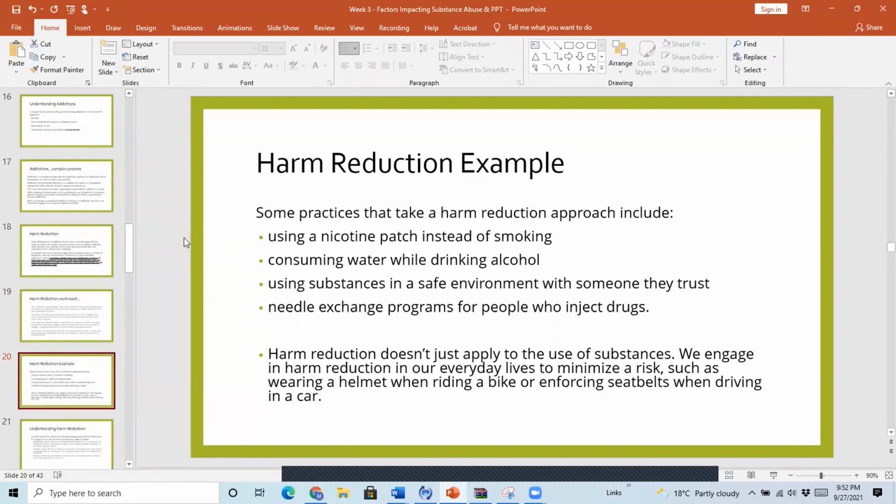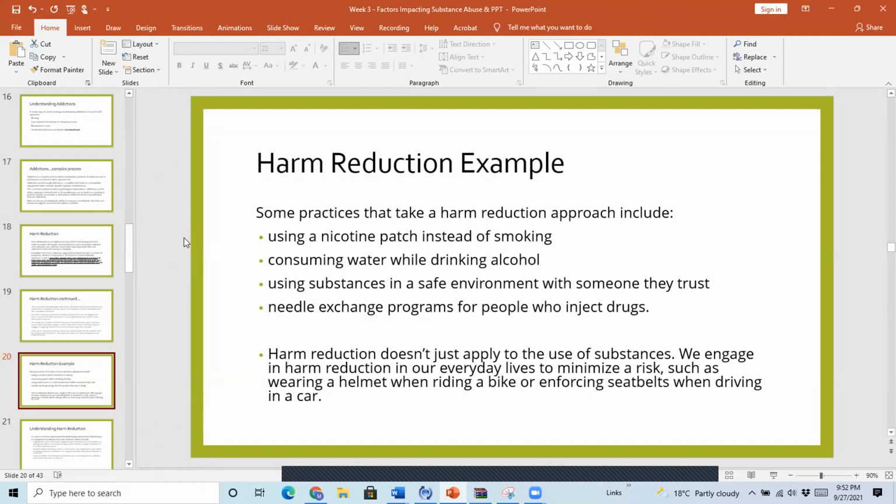Now, an example of harm reduction would be a nicotine patch. You're not taking away the nicotine, but you're adjusting the delivery of the nicotine. Rather than smoking, you give them a nicotine patch. Another is consuming water while drinking alcohol. You're still drinking alcohol, but you're diluting it by consuming water as well. Another is using substances in a safe environment with someone they trust, so you can be sure that if you do partake in that substance, you're not going to overdose. And needle exchange programs for people who inject drugs. Again, creating that safe environment so that the person can feel a little bit safer and partake, but in a safe way.